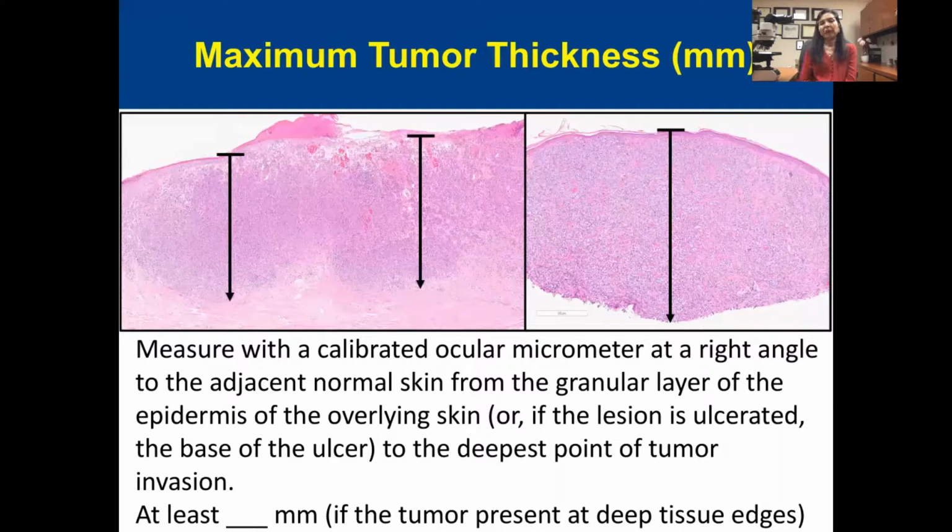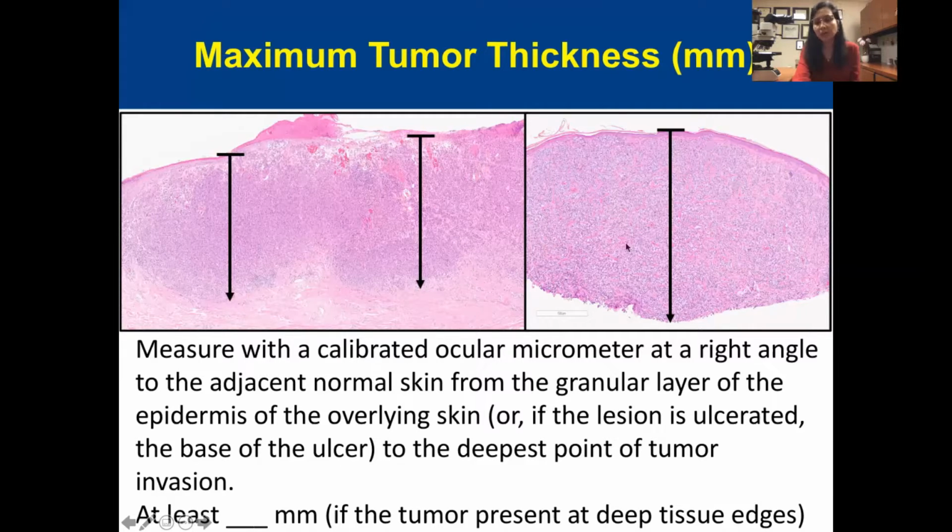The other thing I want to talk about is how to measure tumor thickness. Of course, in dermatopathology we usually measure in millimeters. We use something called a calibrated ocular micrometer. We place it at a right angle to the adjacent normal skin. So this is the normal skin, from the granular layer all the way down to the deepest portion of the tumor. Okay, that's how we measure the tumor thickness. Again, we use the calibrated ocular micrometer, and we measure from the granular layer all the way down to the deepest tumor cells. And if the tumor is ulcerated like this one, we measure from the base of the ulceration to the deepest melanoma cells.